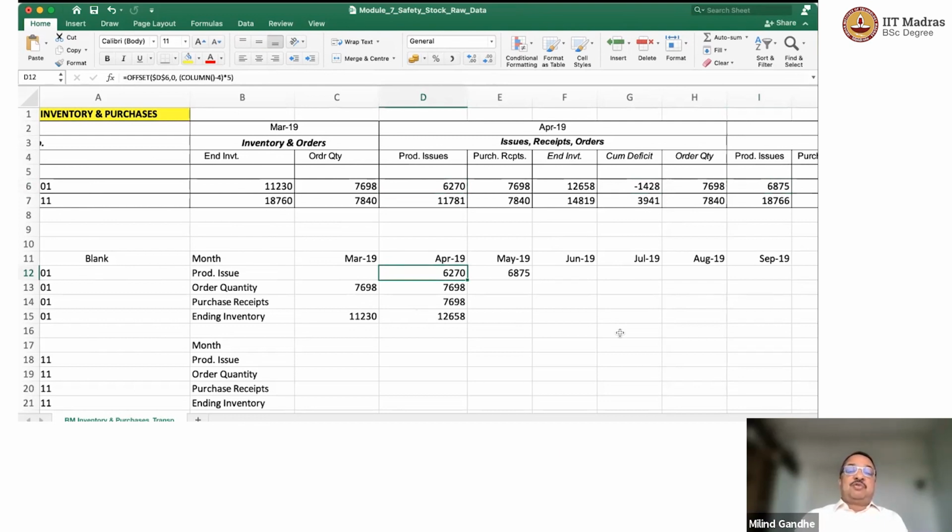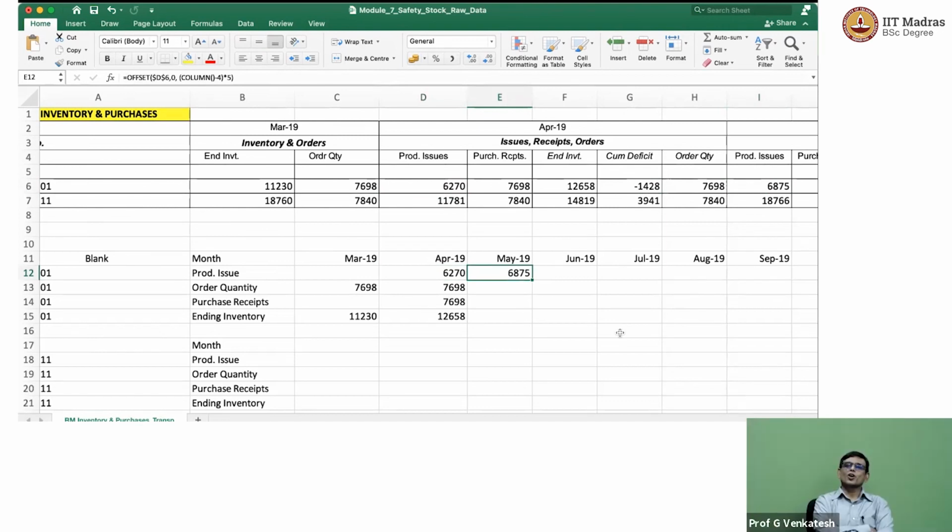When I moved from D12 to E12, the column is now 5. 5 minus 4 is 1. So when you are in E, you are in column 5, so COLUMN will return 5. Yes, 5 minus 4 is equal to 1, and 1 into 5 is equal to 5.